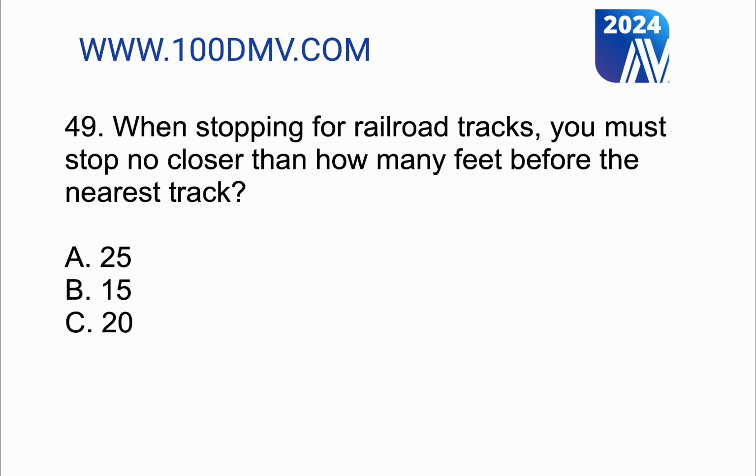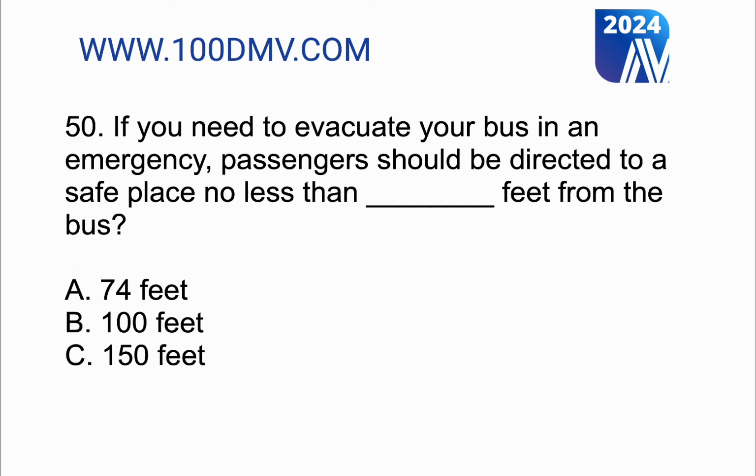49. When stopping for railroad tracks, you must stop no closer than how many feet before the nearest track? A, 25, B, 15, C, 20. Correct answer. B, 15, 50.